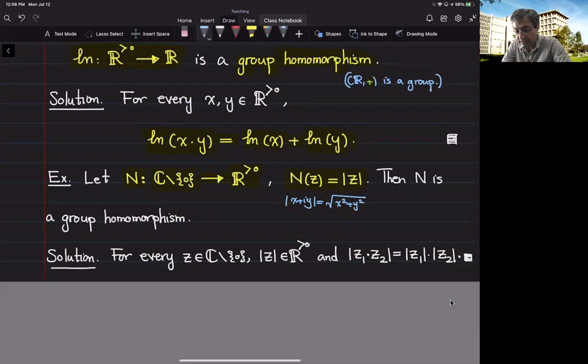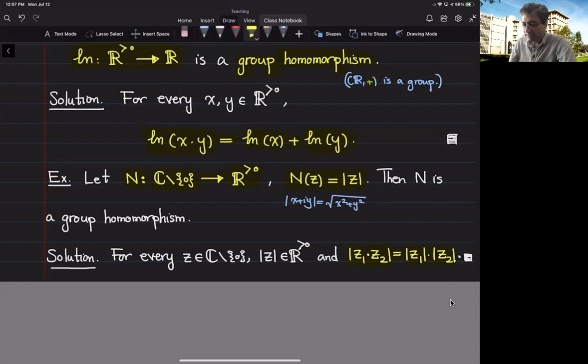Then n is a group homomorphism. And the reason is that what we've learned in calculus about complex numbers, that the absolute value of a product of two complex numbers is indeed the product of the absolute values of these complex numbers. And therefore, the way that we define group homomorphisms, we deduce that n is a group homomorphism from non-zero complex numbers to positive real numbers. Remember, the absolute value of z is always a positive real number, if we start with a non-zero complex number.